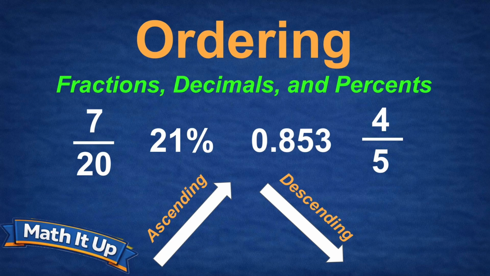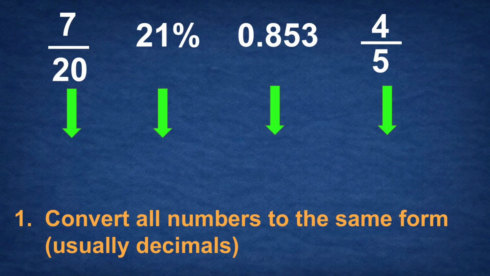Hey guys, welcome back to Math It Up with TJ, and in this video we're going to talk about ordering fractions, decimals, and percents. So I've got four numbers here. I've got 7/20ths, 21%, 0.853, and 4/5. And the very first thing that we need to do is to convert all of these numbers into the same form. Right now I've got three different forms. I've got a fraction, I've got a percent, and I've got a decimal. And in this case, we're going to convert them all to decimals.